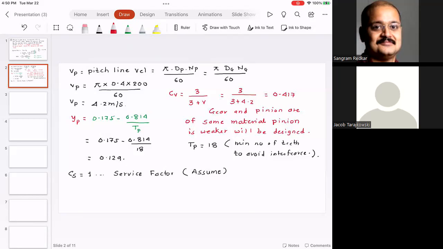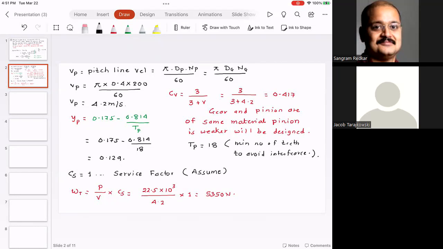With this, since nothing is given to us, I'm just assuming normal operation. Wt is equal to power divided by velocity multiplied by the service factor. Power is 22.5 kilowatts, times 10 to the power 3, divided by the velocity 4.2, multiplied by the service factor 1. That gives me 5350 Newton. That is the tangential load.